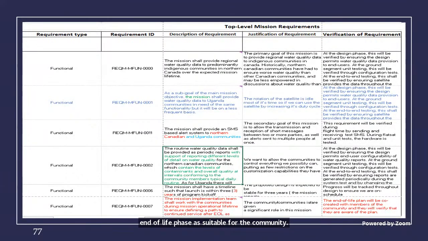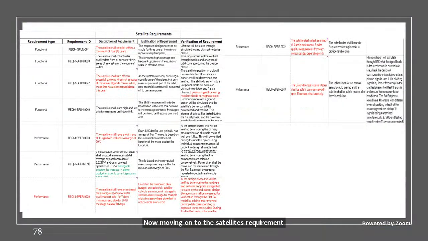Now moving on to some of the key satellite requirements. The satellite shall deorbit within a maximum of 4 years based on this year's requirement. The satellite shall collect water quality data from all sensors within the area of interest over the course of 24 hours, which ensures high coverage and frequent updates on the quality of water in the affected areas, in case there is a change in water quality due to anything. The satellite shall turn off non-essential systems when not over Canada or Uganda, those that we are concerned about this year, as the systems are only servicing a specific area of the planet that only makes up a small part of the orbit. Non-essential systems will be turned off to preserve power.